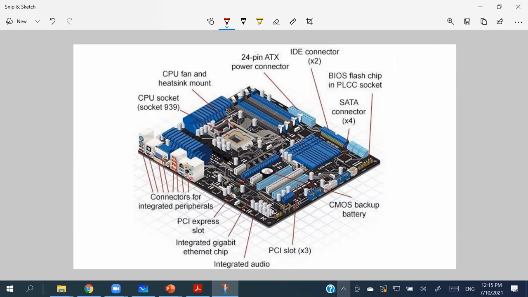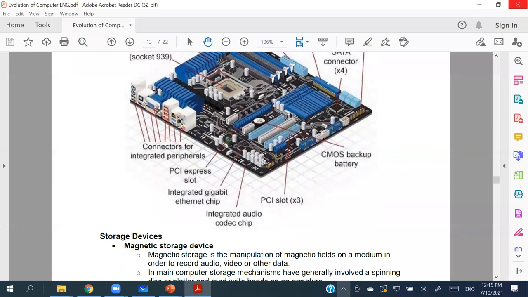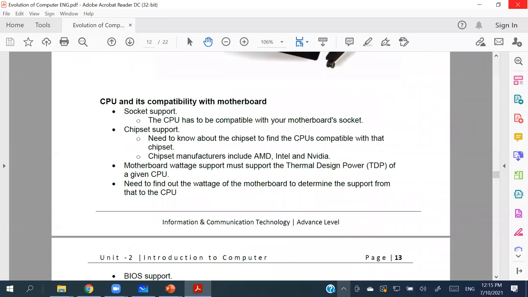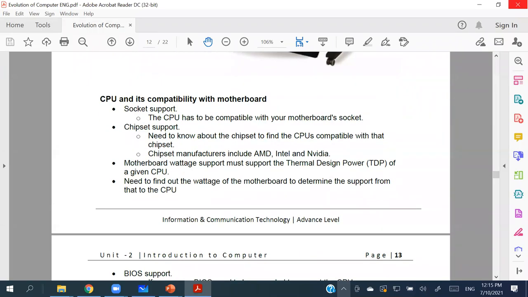Right? So we will have a chance, then we'll do that. Right, people, is that clear about the motherboard? Right, okay, right, great.